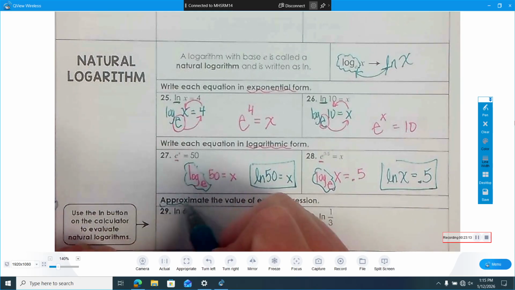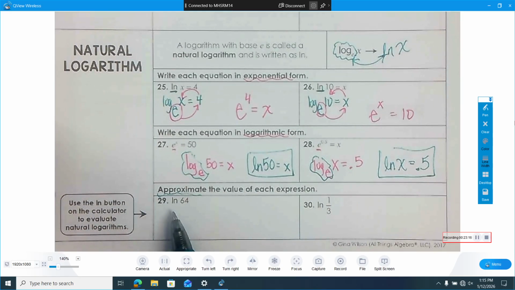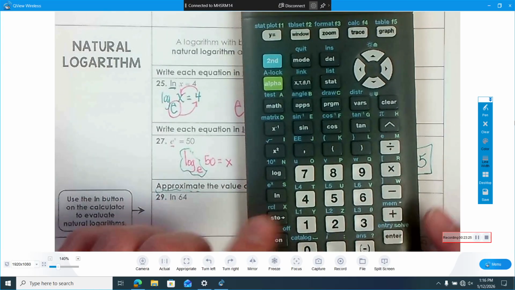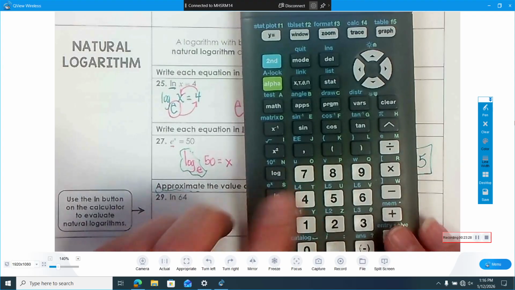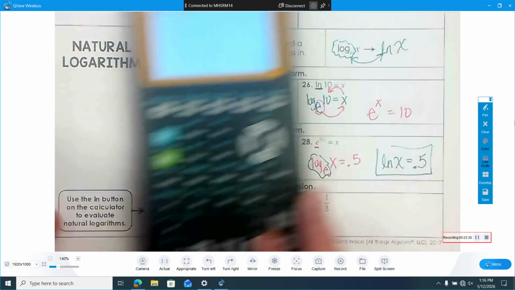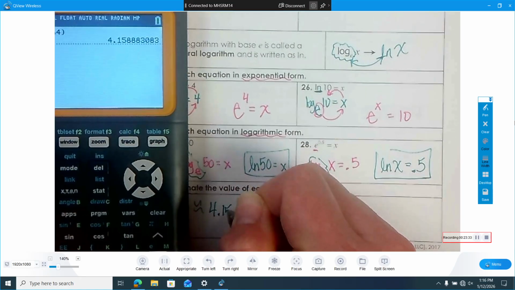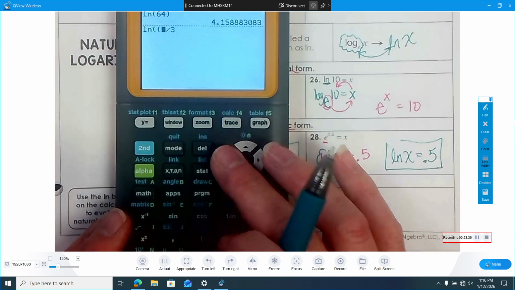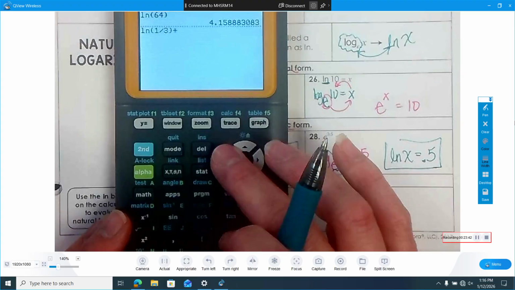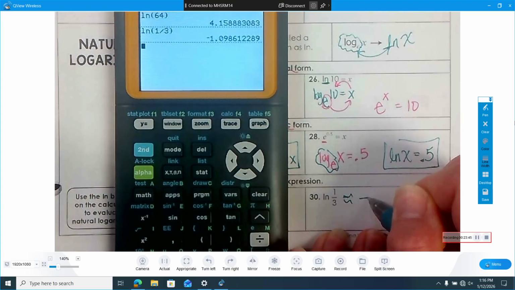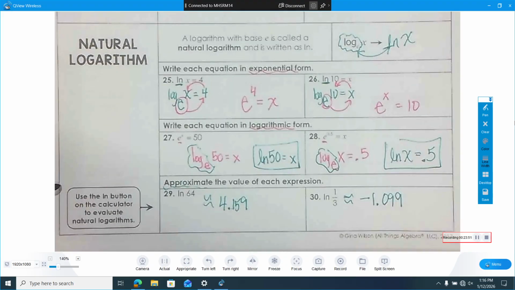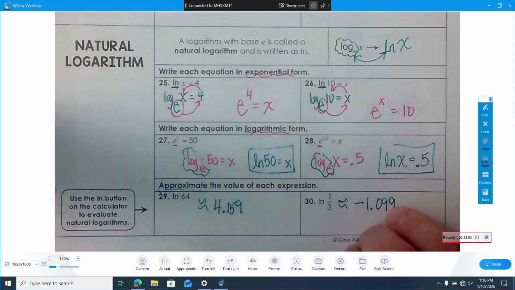Approximate. So approximate is code for use your calculator. So this is natural log of 64. Again, we're going to go to 3 decimal places. You have the natural log button in your calculator right here. So we just type in natural log of 64, and it's 4.159. Beautiful. And then the natural log of 1/3, whoops, I need the extra parenthesis there, is negative 1.099. All right, do you guys have any questions for me?